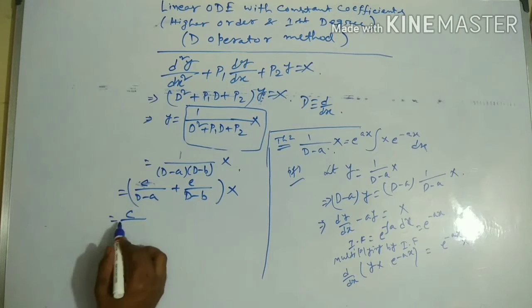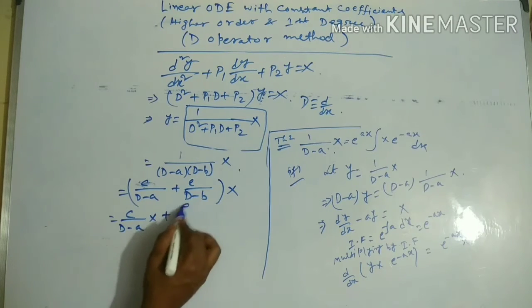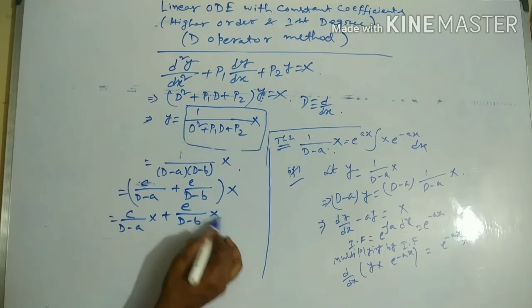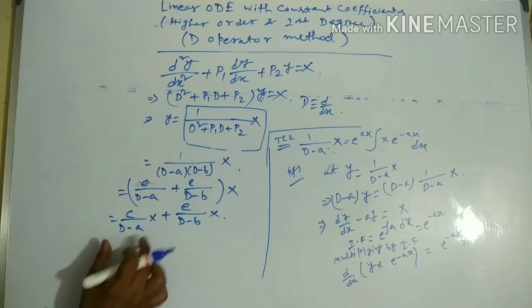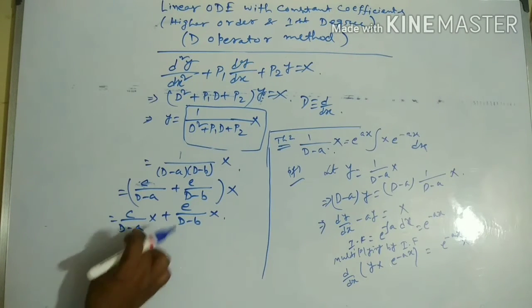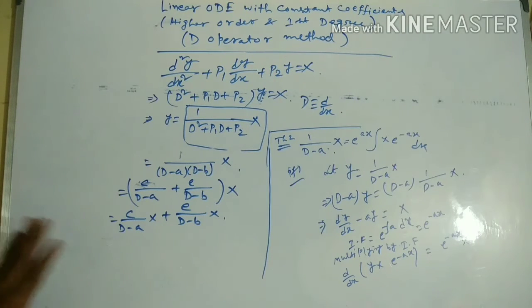And if we split it, c by D minus a operating on X plus e by D minus b operating on X. So now see that if we want to solve this type of function, operator working on X, we have to apply theorem number 2. This is of the same form. So theorem number 2 is very important if we want to follow the general procedure.